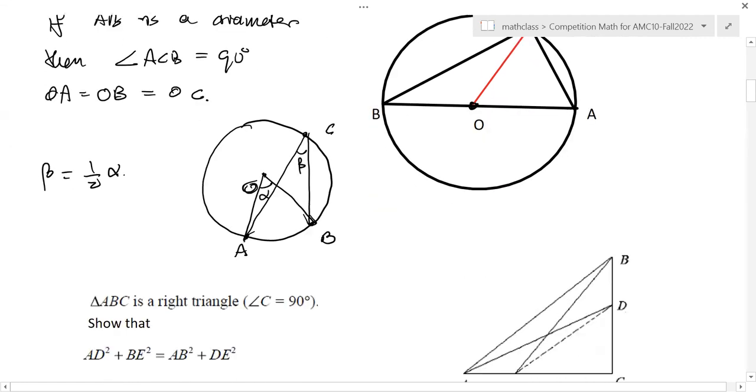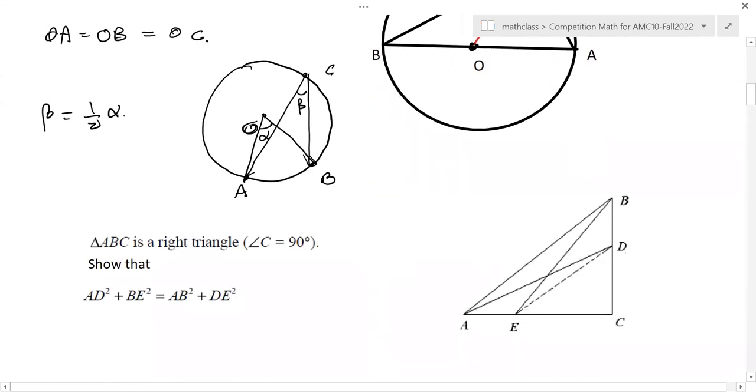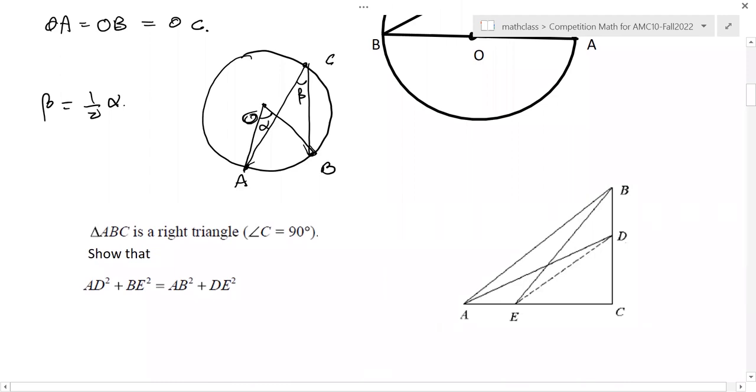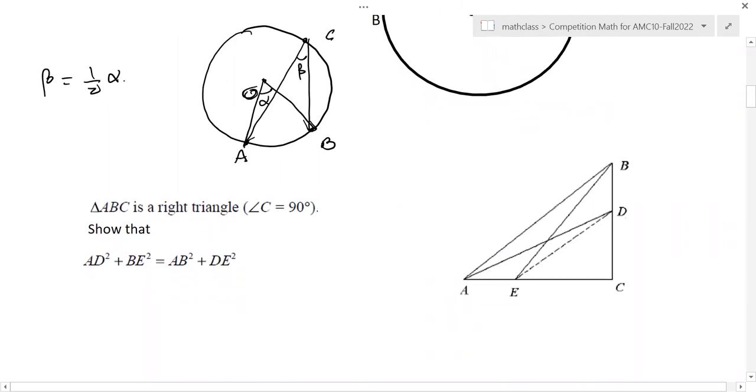Okay, so let's take a look at the following problem, and we're trying to prove this as an application of the Pythagorean theorem. Triangle ABC is a right triangle. That means that C is 90 degrees. We want to show that AD squared plus EB squared equals AB squared plus DE squared.